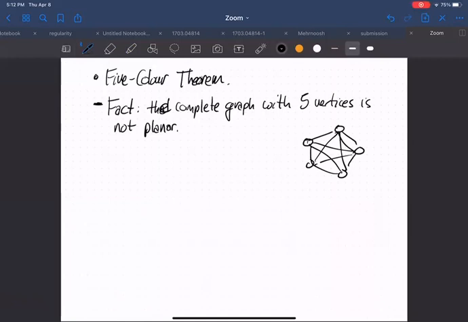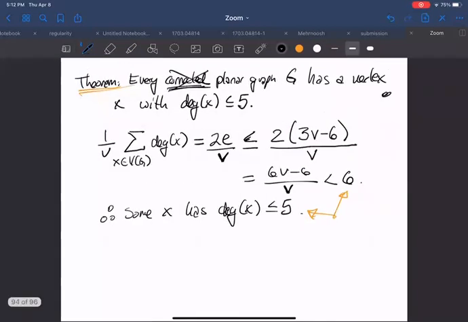Okay. There's a drawing of it, but it's definitely not a planar drawing. Okay, so the question is, why can't we have a vertex that has 6 neighbors? Well, because back here we proved this result: because the average degree in a planar graph is less than 6, there's always going to be one vertex that has degree less than or equal to 5.